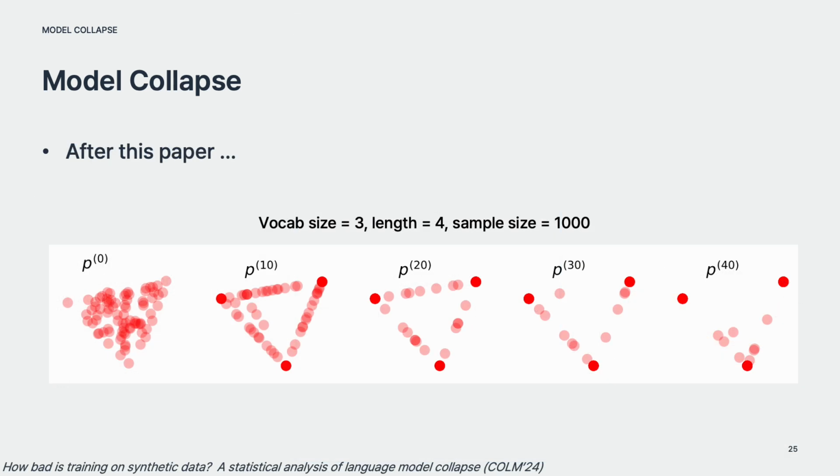Follow-up work at Columbia in 2024 examined how severe model collapse can be even in simplified settings. With a small vocabulary and short sequence lengths, collapse trajectories become visually apparent within a few generations. This analysis confirmed that collapse is not a corner case, but a general statistical outcome.